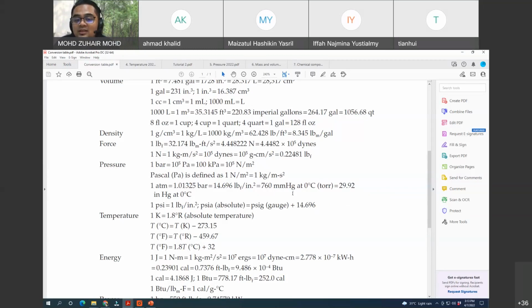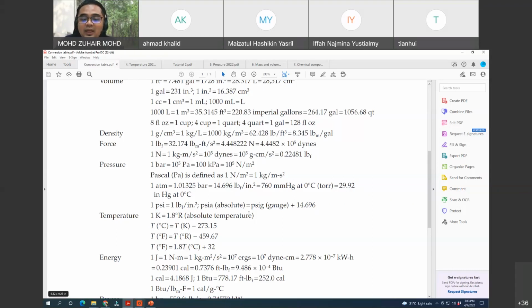Inch water, let's say we don't have that in this table, so I'm not going to ask that. But others that you can find in this conversion table may be asked in the test or in the exam, okay? So that's about the temperature and pressure tutorial.